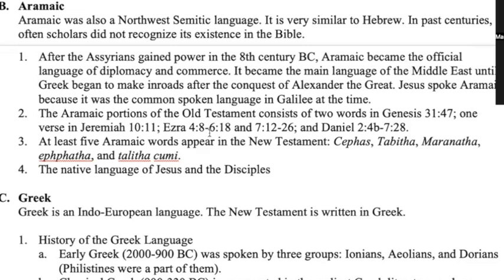Okay, the Aramaic in the Old Testament is only 2 words in Genesis, and then 1 verse in Jeremiah, a portion of Ezra, and then part of the book of Daniel. So those are the parts in Aramaic. In the New Testament, there are 5 words: Cephas, Tabitha, Maranatha, Ephphatha, Talitha, Kumi. So not very many Aramaic words in the New Testament, mostly just quotations.